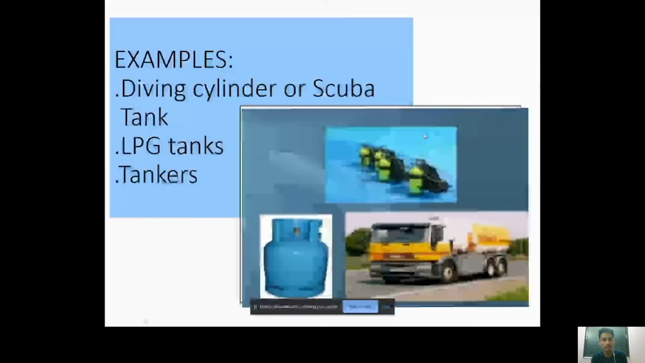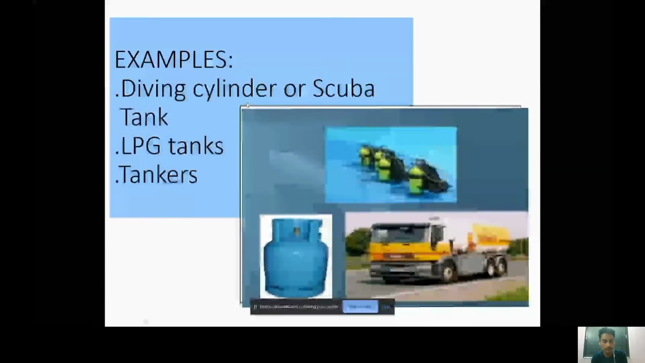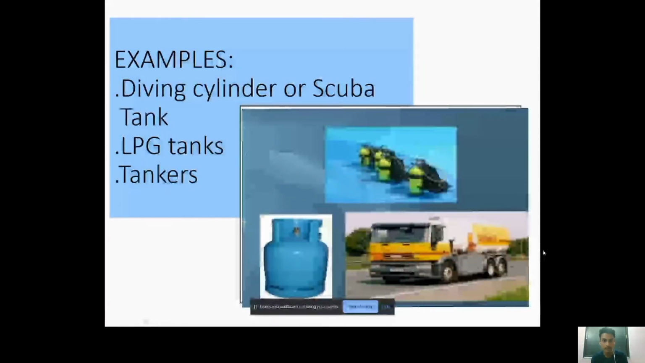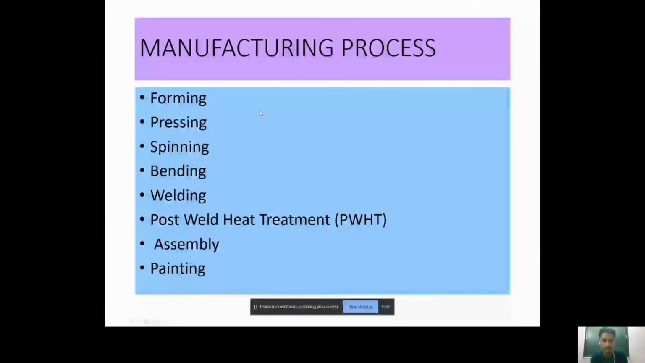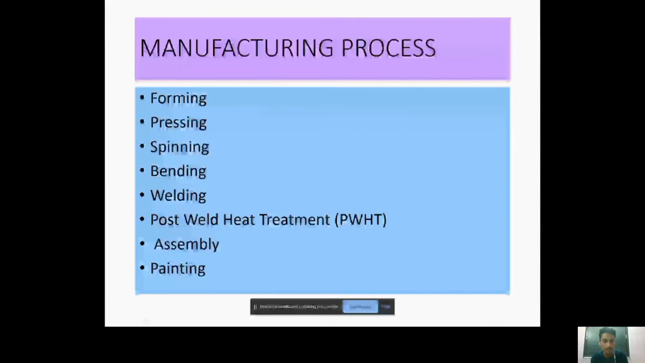These are examples of pressure vessels: a diving cylinder or scuba tank, an LPG tank, and tankers. This is the whole manufacturing process of a pressure vessel: first forming, second pressing, then spinning, bending, welding, post-weld heat treatment (PWHT), assembly, and painting.